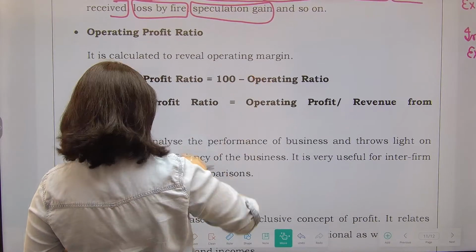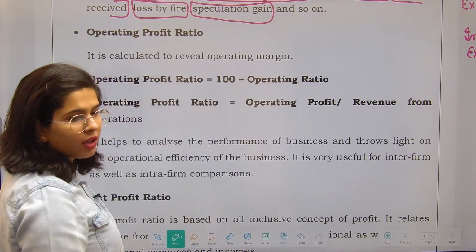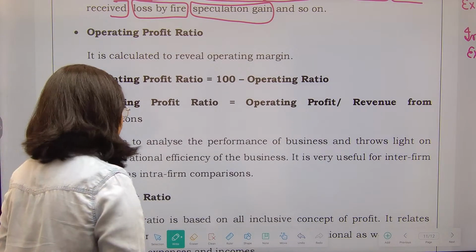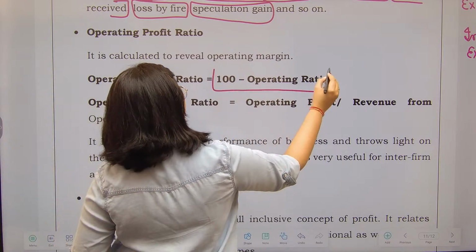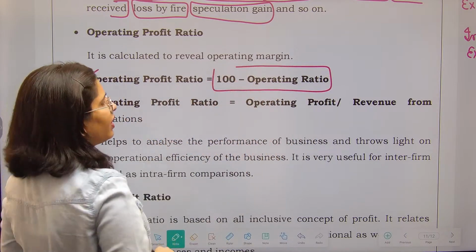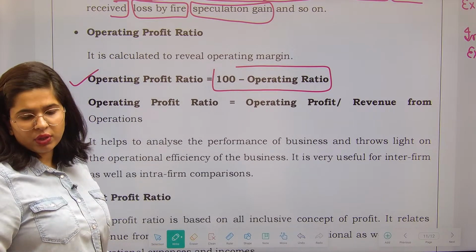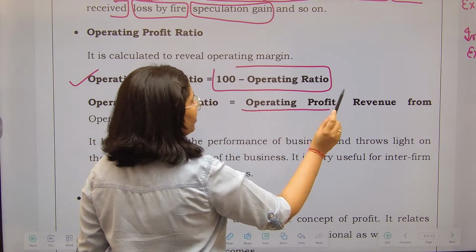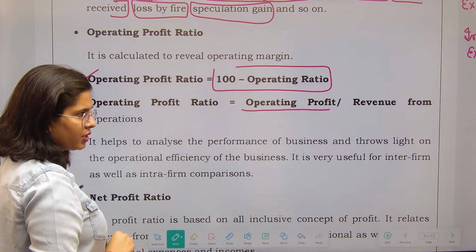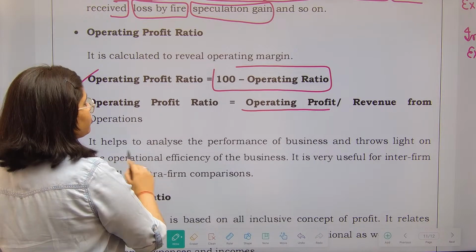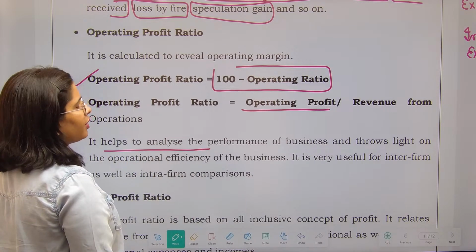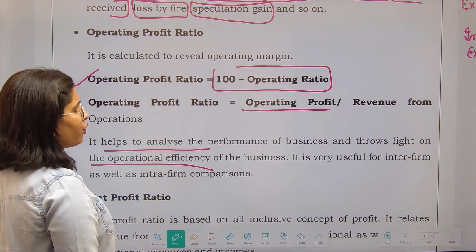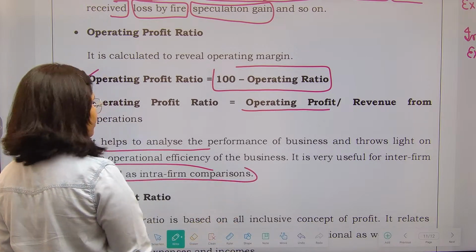Next is operating profit ratio. Once we have calculated the operating ratio, meaning the expenses, 100 minus the operating ratio will be your operating profit ratio. So you should know the alternatives as well. See, operating profit ratio is operating profit divided by the revenue from operations. It helps to analyze the performance of business and throws light on the operational efficiency of business. It is very useful for the inter-firm as well as the intra-firm comparison.